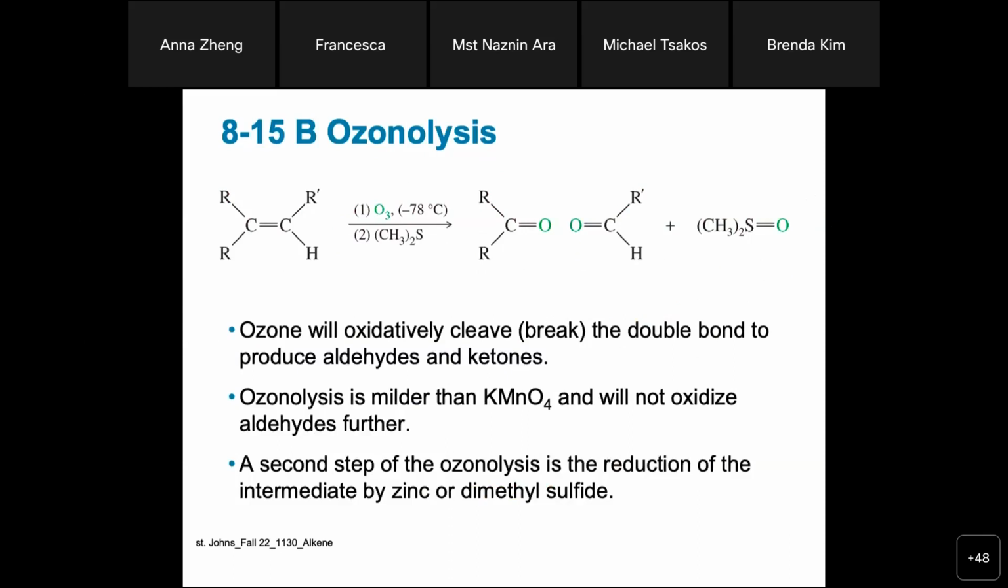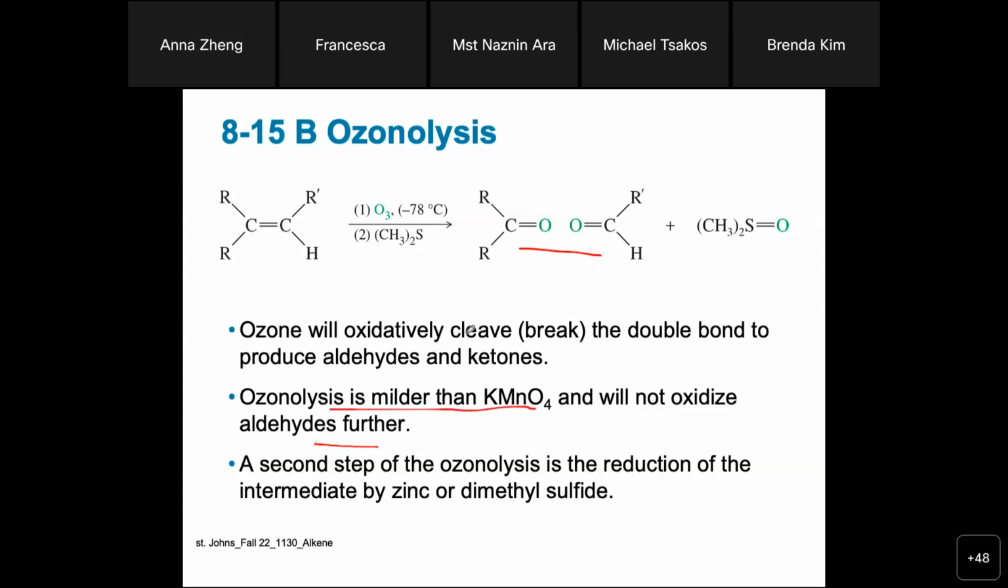Ozonolysis, the lysis of ozone. That means the breakdown by ozone will happen, and we will find some ketone and aldehyde products. Here you can see the ozone will oxidatively cleave, or break down, the double bond to produce the aldehyde and ketone. So it breaks this double bond and we find this type of keto product. Ozonolysis is milder than potassium permanganate, so it will not oxidize to aldehyde.